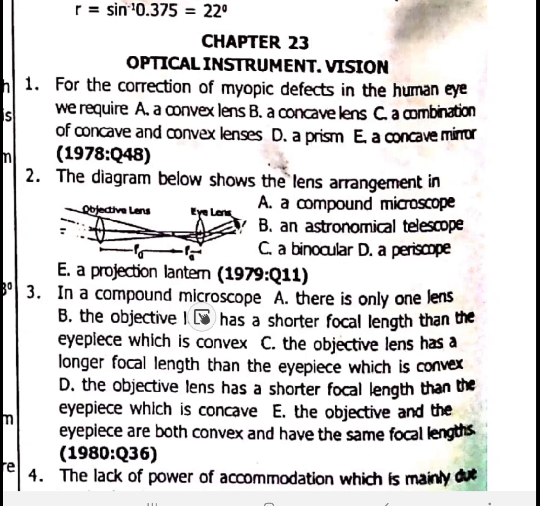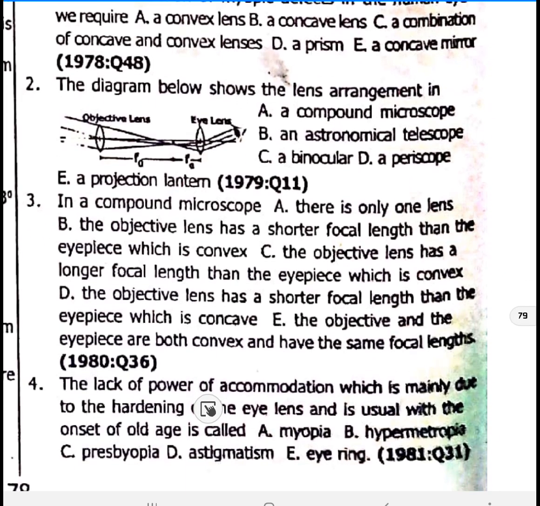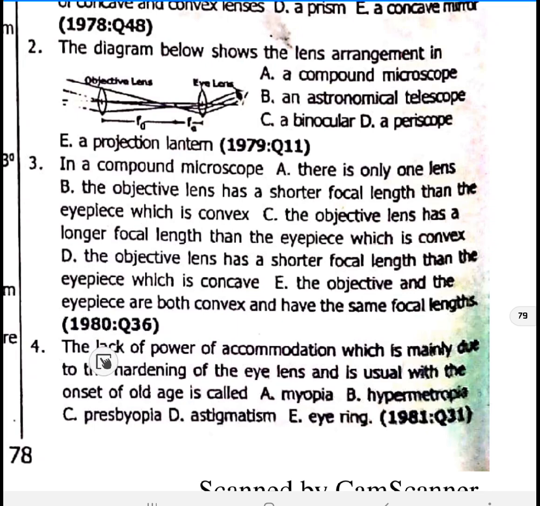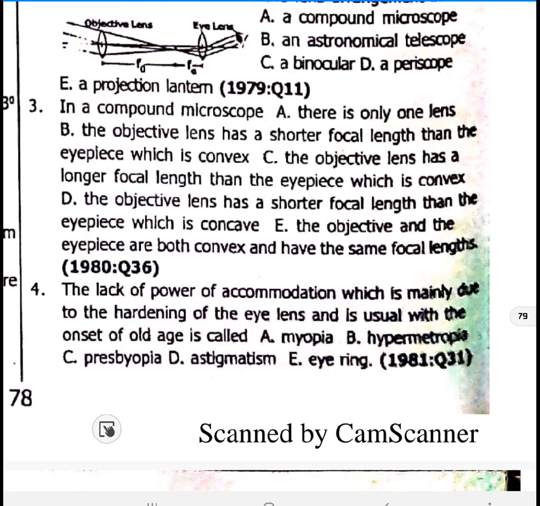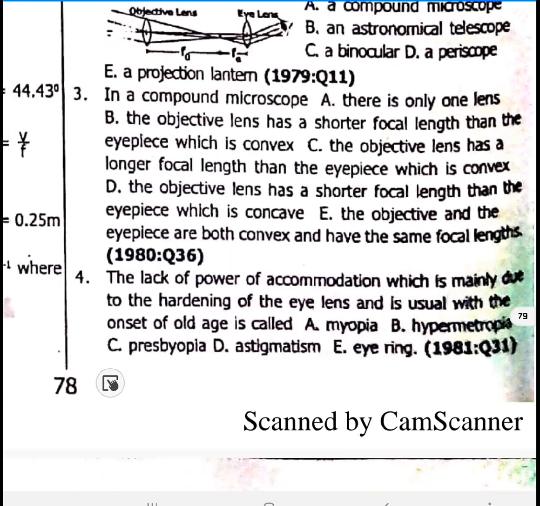Number 3, in a compound microscope, the objective lens has a shorter focal length than the eyepiece, which is a convex lens. 3 is option B. 4. The lack of power of accommodation, which is mainly due to the hardening of the eye lens and is usual with the onset of old age, is called presbyopia, option C.